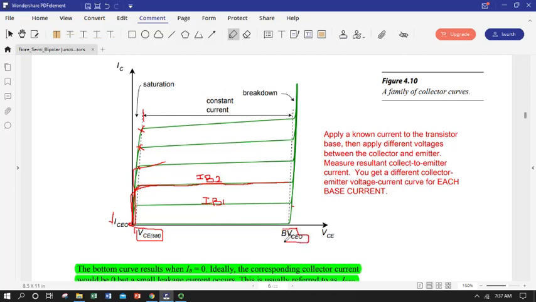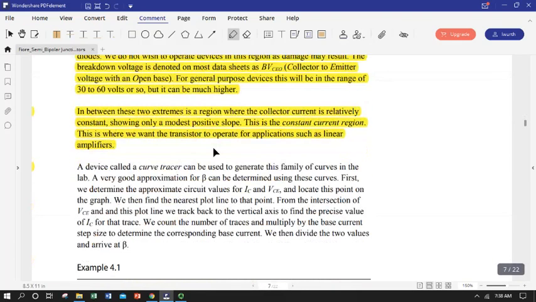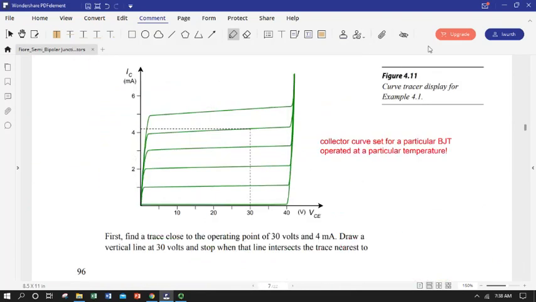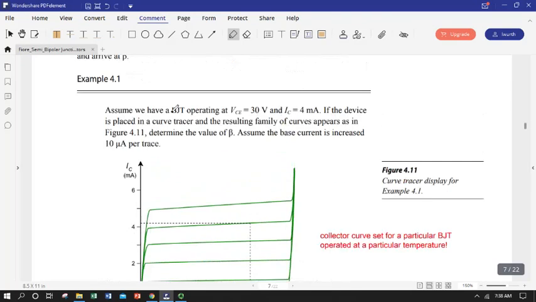BVCEO is my breakdown collector emitter voltage, and it doesn't really care what the base is, not too much, so that's one to watch and that's one not to exceed. And then the ICEO, base open, that's the most current you can get if you don't apply a current to the base, and it's going to be teeny tiny, kind of analogous to the reverse saturation current in a diode. Okay, so three vocabularies, but most important, we can get more collector current the more base we put in, and it's a known function.